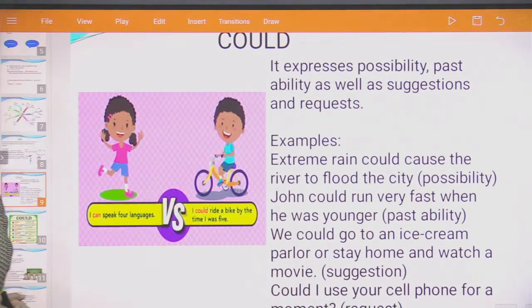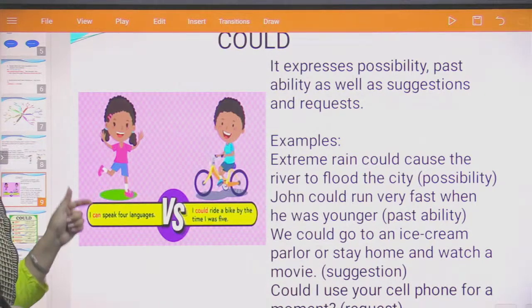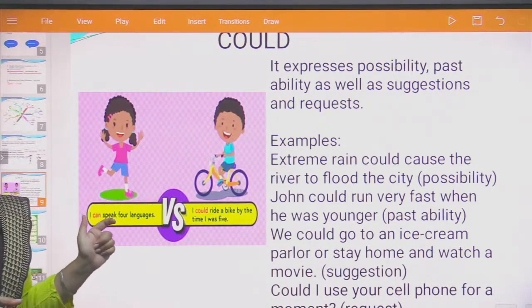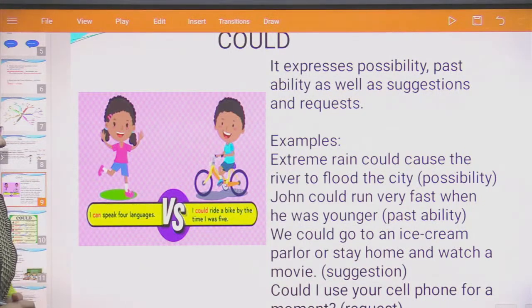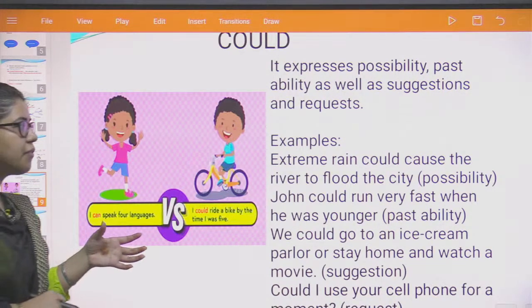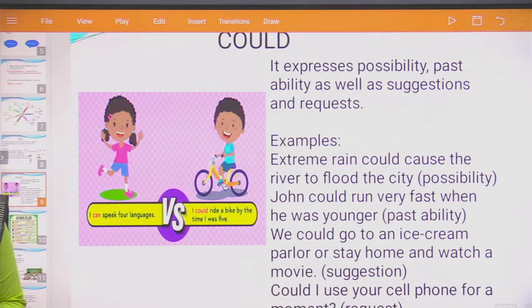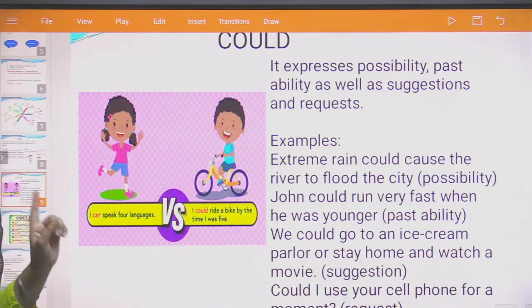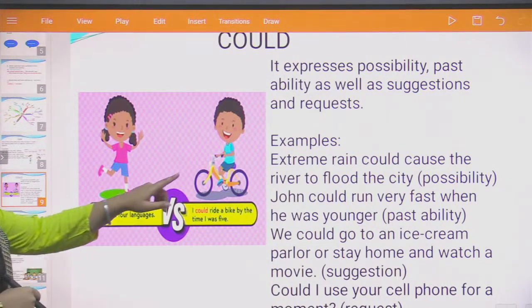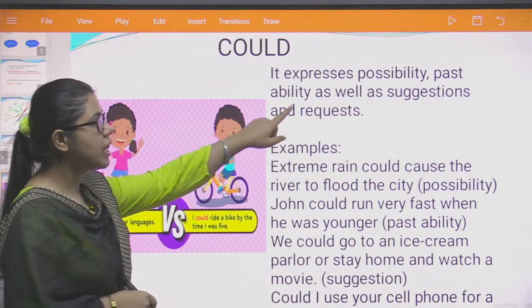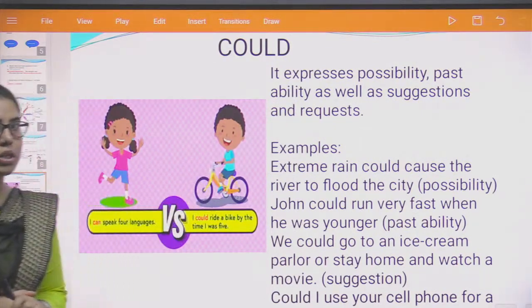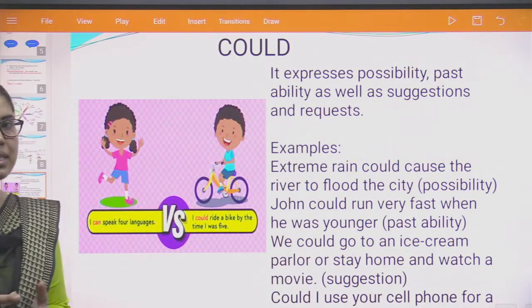Extreme rain could cause the river to flood the city. Okay, this sentence is showing possibility. Okay, what is this sentence showing? It is showing the possibility that extreme rain could cause the river to flood the city. So we have the possibility, if it rains very heavily, then a flood can come. Okay, so this sentence is showing possibility, student. So here we have used this could. So I have written here, we can use could modal to show the possibilities in a sentence.